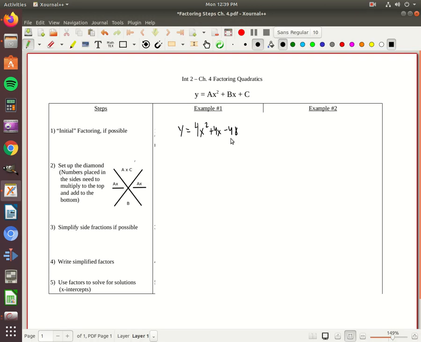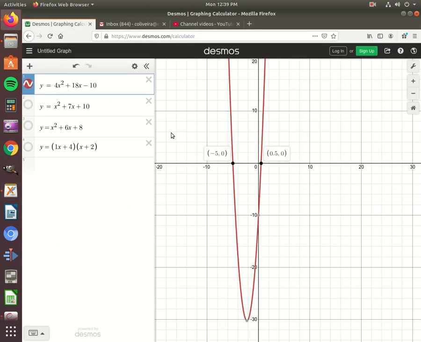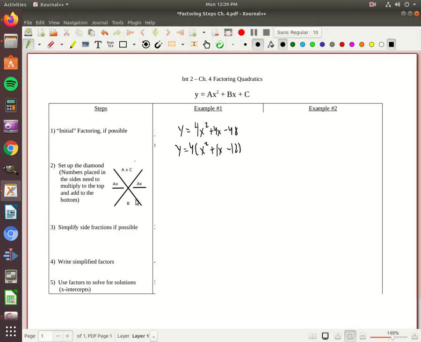Let's see if we can figure out the x-intercepts here. The first thing, again, I'm going to do some initial factoring. Hopefully you see I can pull a 4 out of each of these. At this point, we already are beginning to suspect that this thing might be steep. Remember last time we saw a 4, it was pretty steep. So we would maybe expect to see something like that again.